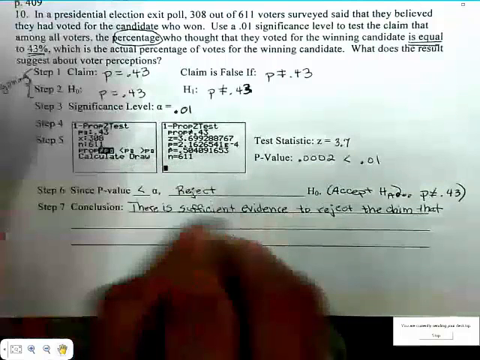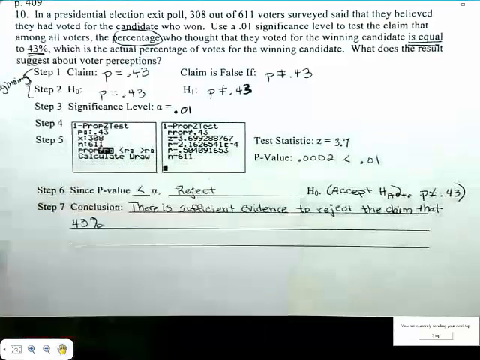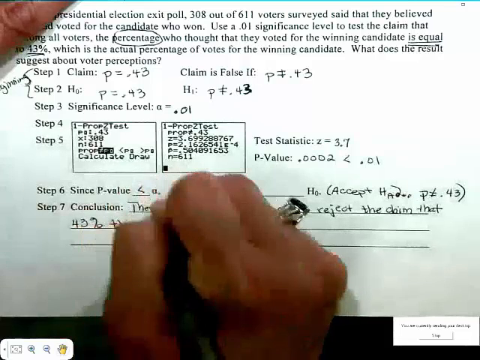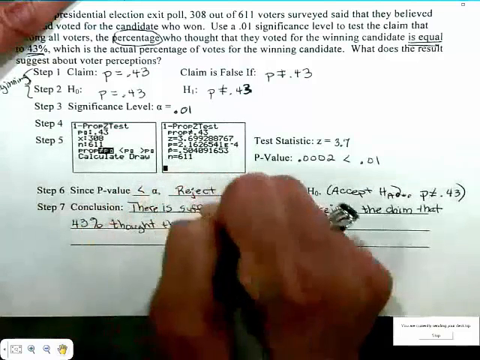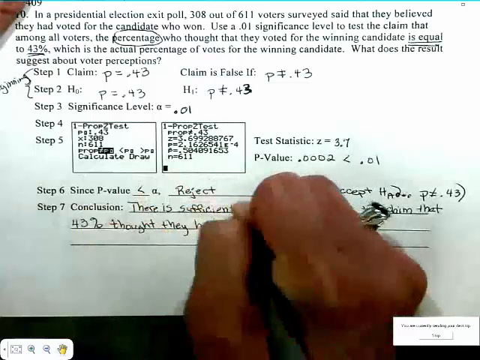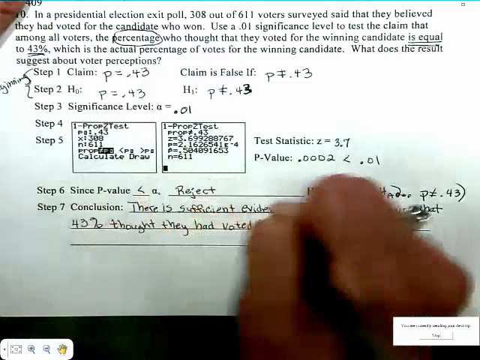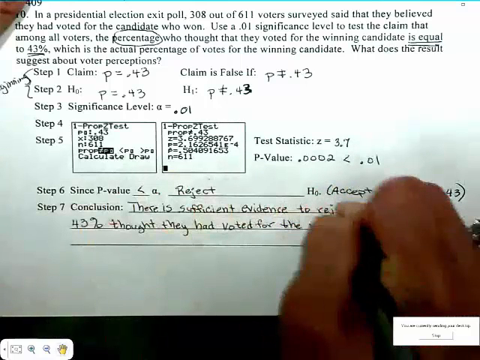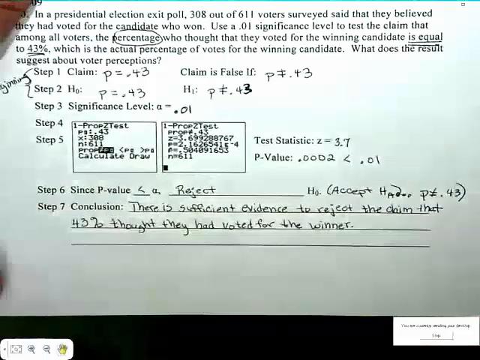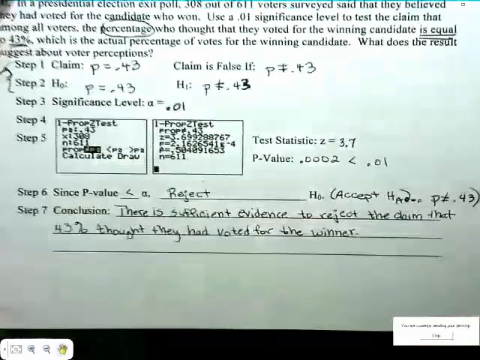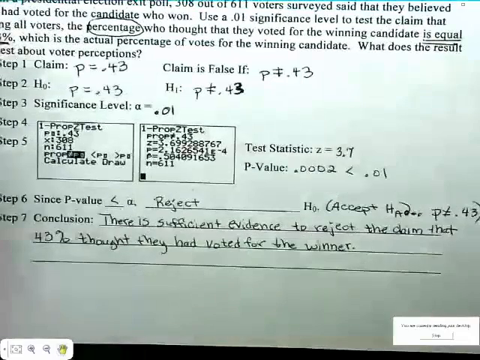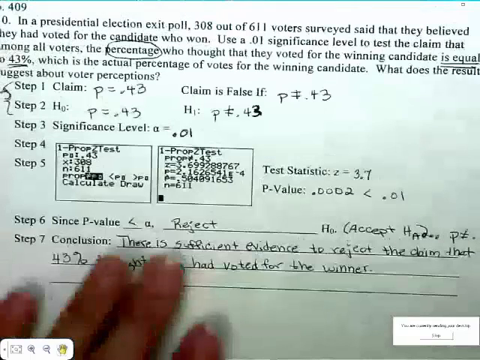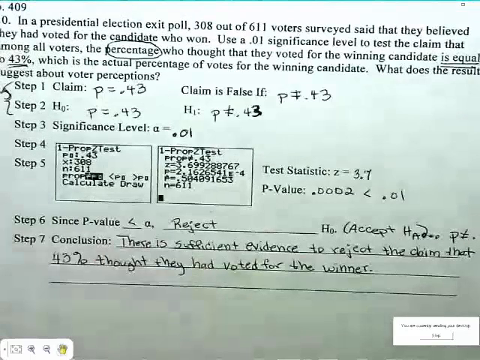That 43% thought they had voted for the winner. Now, after the election, we knew that the winner had actually gotten 43% of the votes. All right. How could there possibly be a winner with less than half the votes?